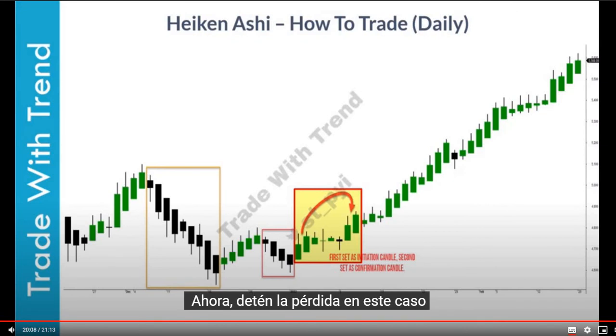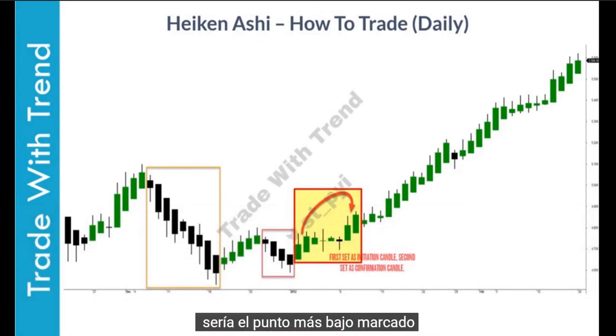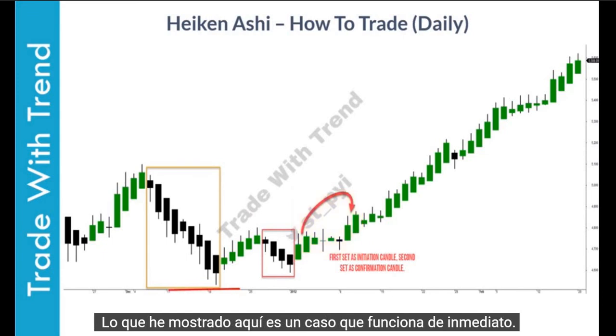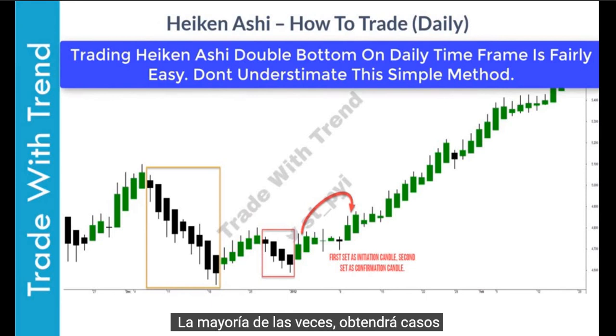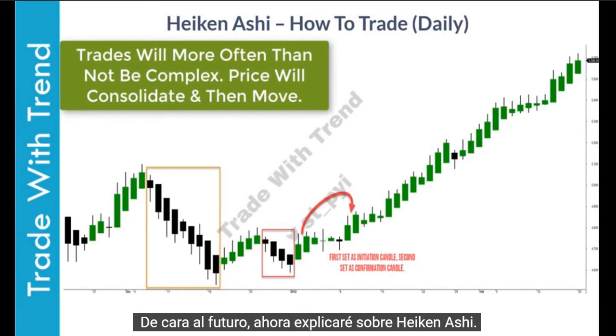Now the stop loss in this case would be the lowest point marked at this region on the chart. What I've shown here is a case which works right away. More often than not, you will get cases which are much more complex, like the ones we discussed in this video. Heading forward, I will be explaining Heikin Ashi with respect to swing trading, intraday trading, and positional trading in respective series of each topic that I am doing.